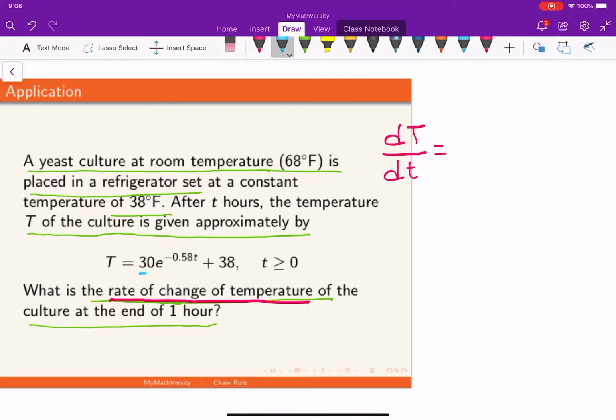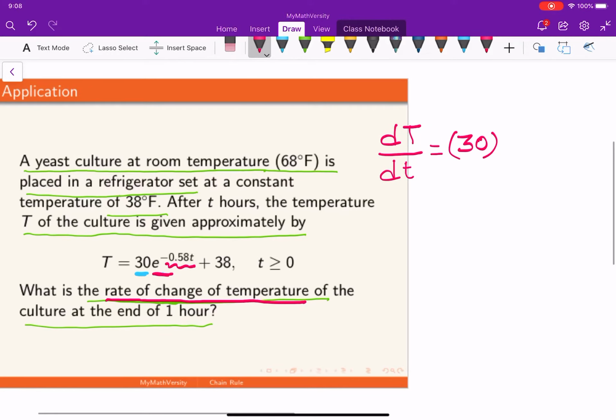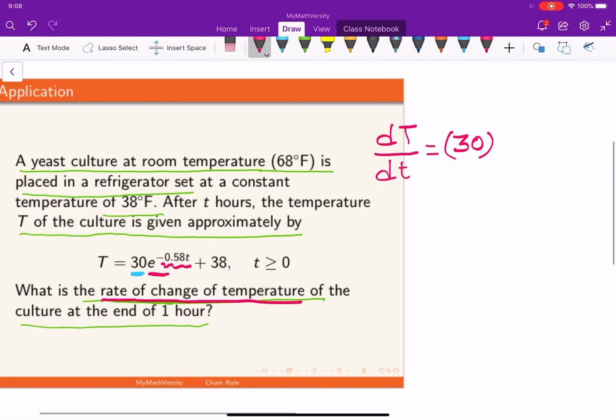How do you find the derivative of T with respect to t? We have a constant multiplied by a function, so we can use the constant multiple rule: leave the constant as it is and multiply by the derivative of the function. That function is the exponential function composed with negative 0.58 times t. So we need to use the chain rule, because there is a composite function.